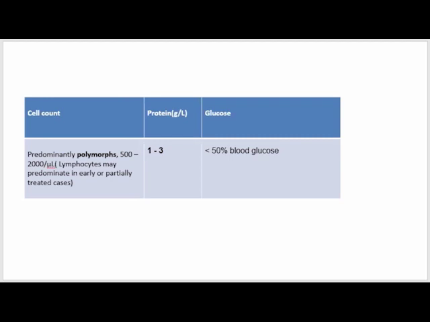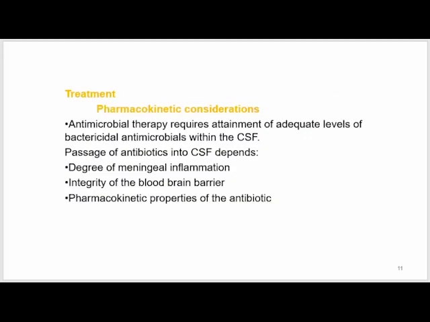Treatment, you consider pharmacokinetics of drugs. So antimicrobial therapy requires attainment of adequate levels of bacterial antimicrobial within the cerebrospinal fluid. We all know that any drug that's supposed to be used in meningitis should be able to cross the blood-brain barrier.